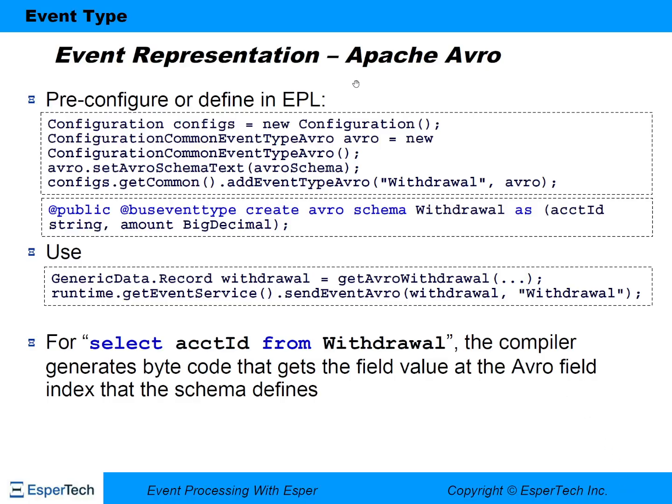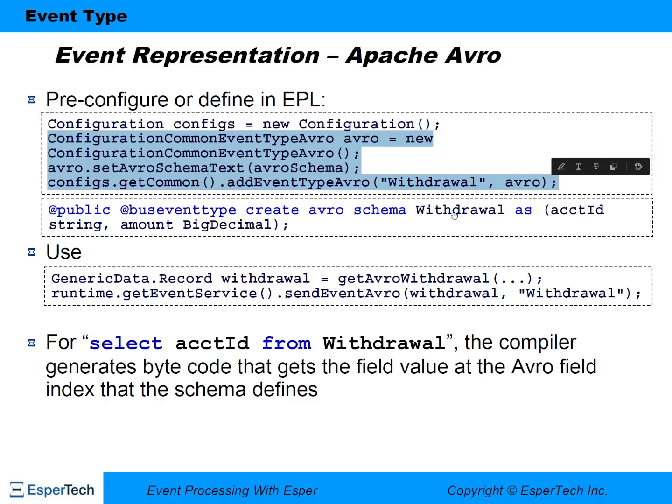The Apache Avro event representation supports sending an Avro record as an event. An application can pre-configure the event type by calling the addEventType Avro method and passing specific configuration. For example, ConfigurationCommonEventTypeAvro avro = new ConfigurationCommonEventTypeAvro(); avro.setAvroSchemaText(avroSchema); configs.getAddEventTypeAvro("withdrawal", avro).